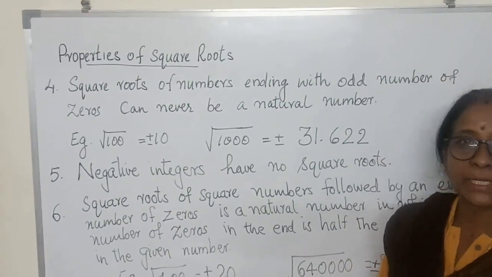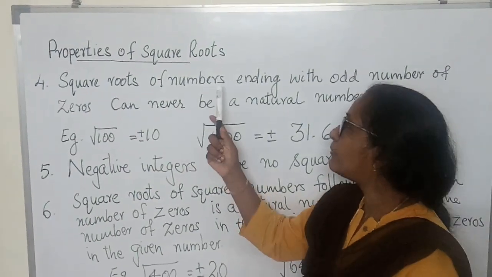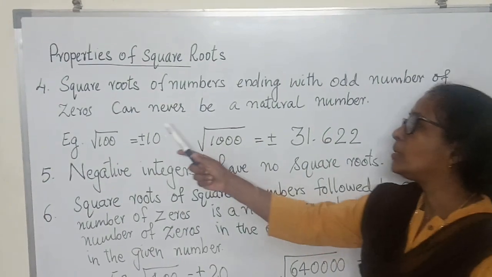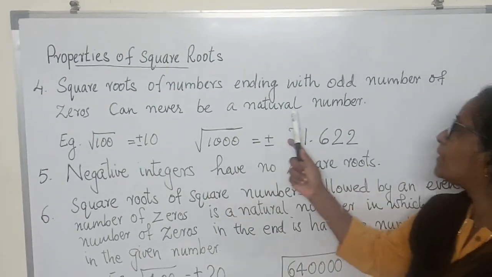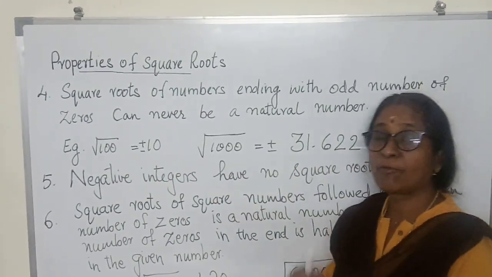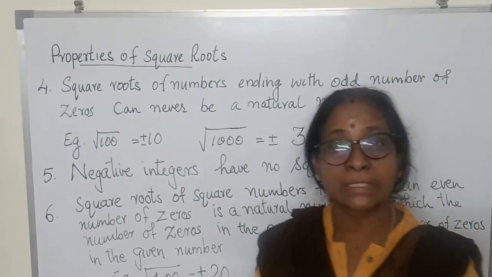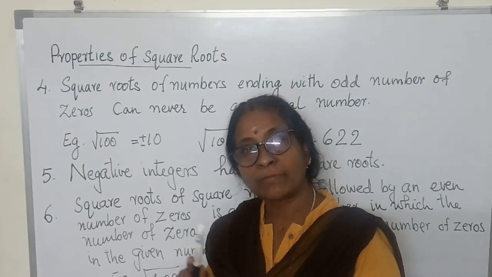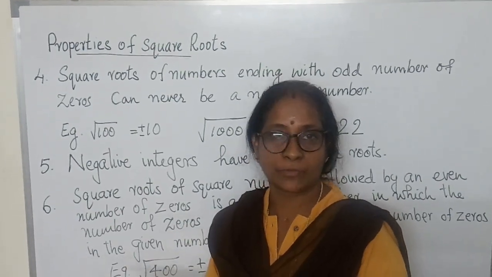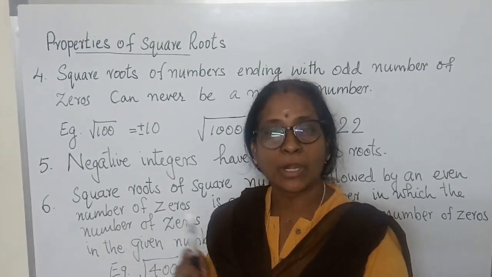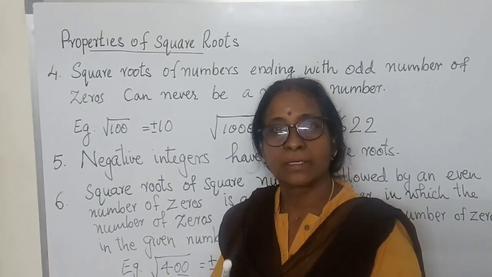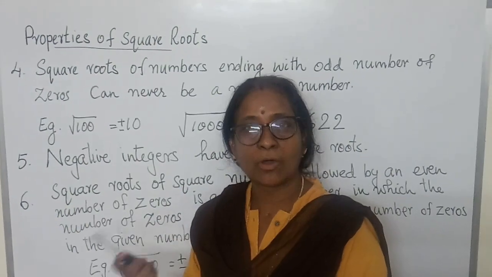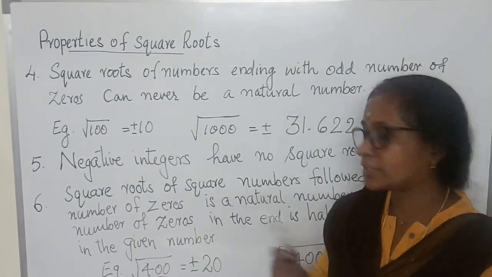Now the next property is: square roots of numbers ending with an odd number of 0s can never be a natural number. We have already learned that square numbers end with an even number of zeros. So if a number has an odd number of zeros at the end, it will not have a natural number as its square root. It will be in decimal, rational, or fractional form.